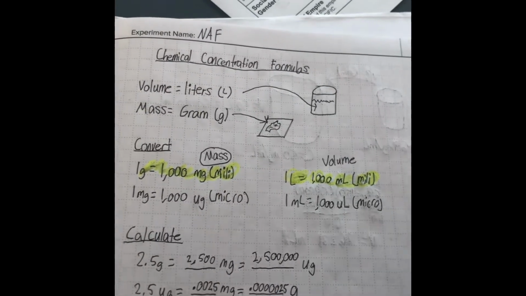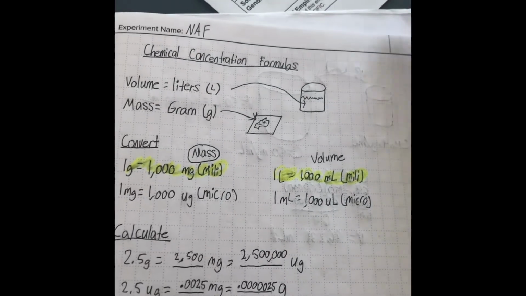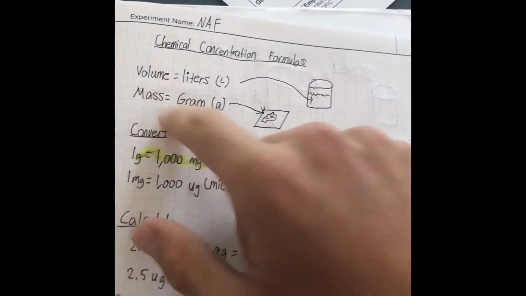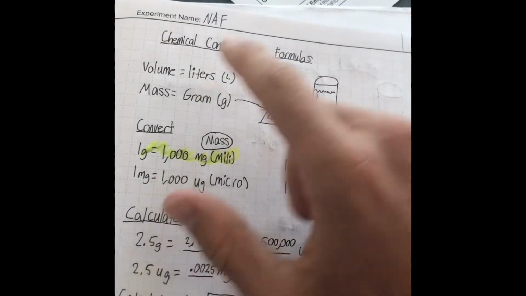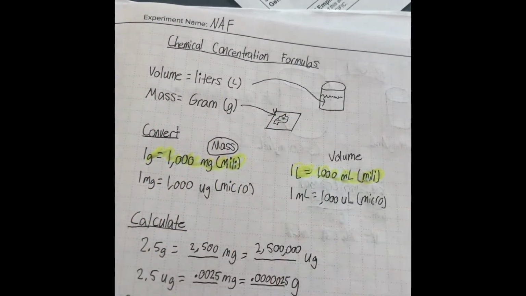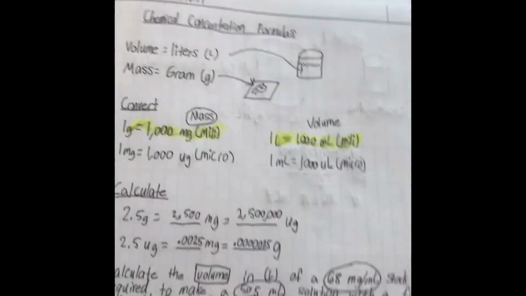So when calculating the chemical concentration of formulas, there are a couple things you need to understand. First, when you're talking in terms of volume, like how much liquid fills up a certain container, you're using the base measurement of liters, and when dealing with mass, you use grams. So you don't just use liters and grams; they're the base measurements.